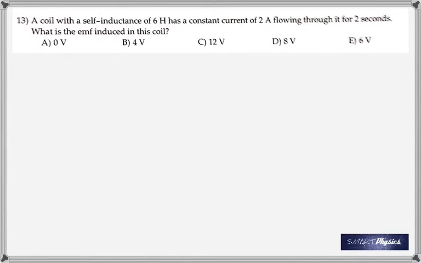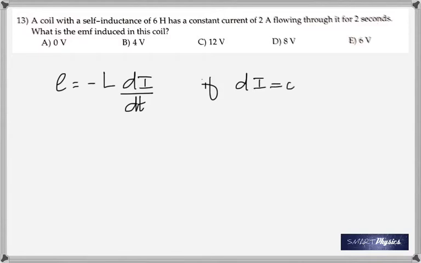A coil with a self-inductance of 6 Henry has a constant current of 2 ampere. Oh, it's a constant current. Point to be noted. It's a constant current. The current is not changing. If the current is not changing, the magnetic field is not changing. And if the magnetic field is not changing, there is no induced EMF in the coil. Di by dt is 0. Therefore, induced EMF is nothing.